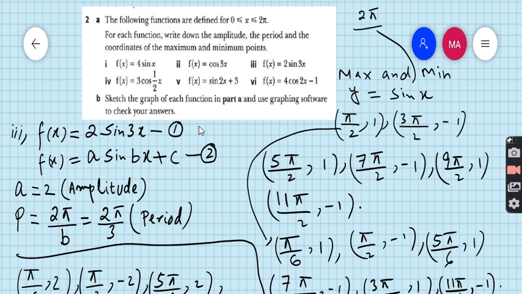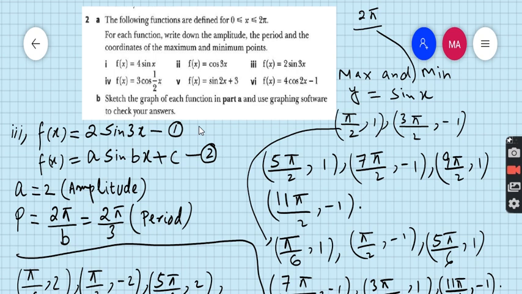What is a? The coefficient of the trigonometric function. The coefficient of the trigonometric function in equation number 1 is 2. Therefore a is 2. And you know what a is? a is the amplitude. So the first requirement has been fulfilled. Write down the amplitude. The amplitude of this question is 2.